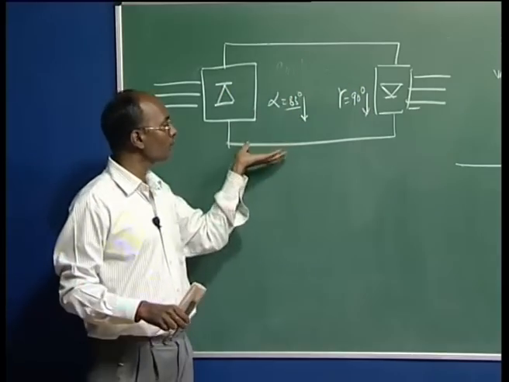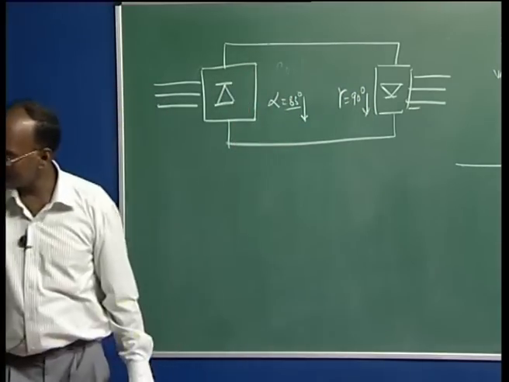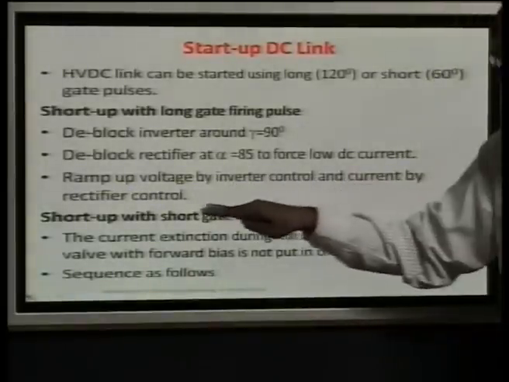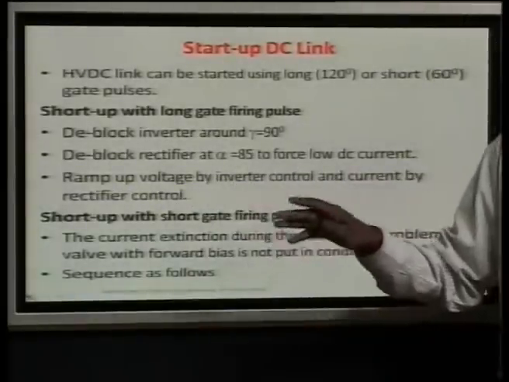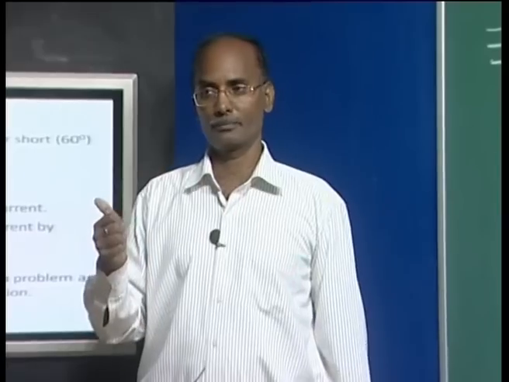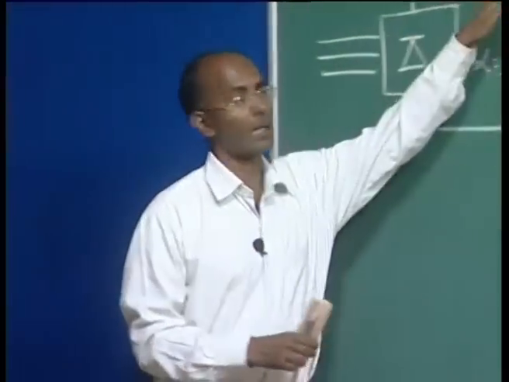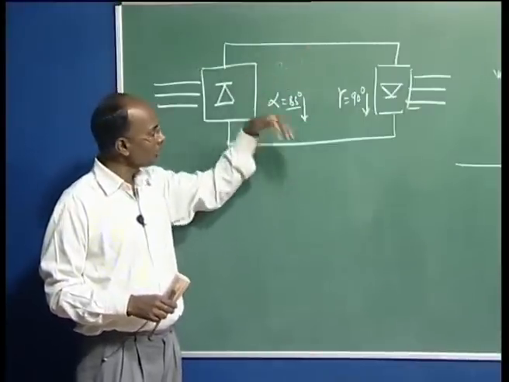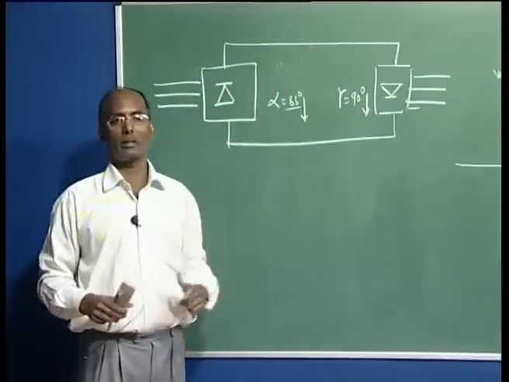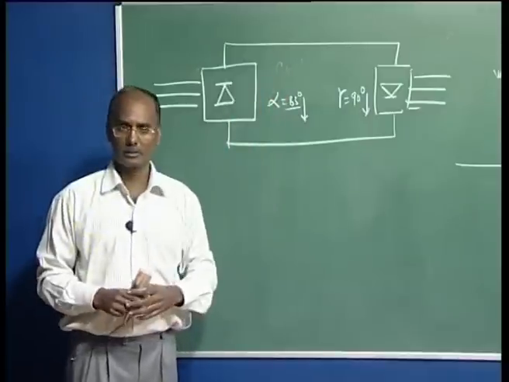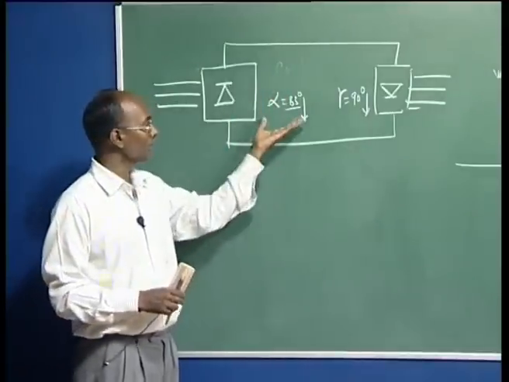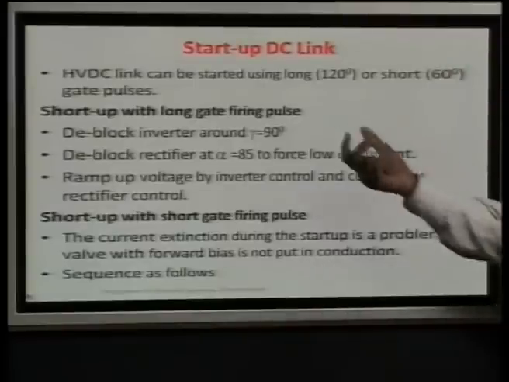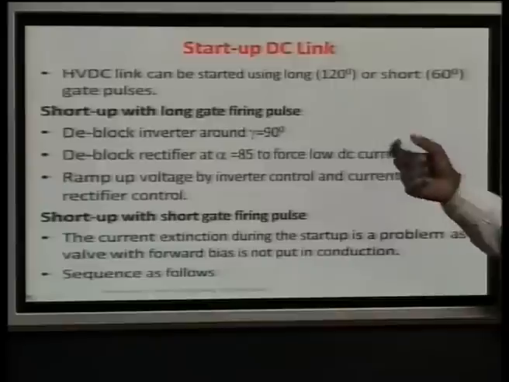So, what we do, we try to ramp. You can see the ramp of voltage by inverter control and current by the rectifier. First we increase the voltage to have the minimum current here, meaning you have to ramp the voltage, then you have to load this link by maintaining the current. So, basically this is the starting of our DC link if you are using the long gate pulse.